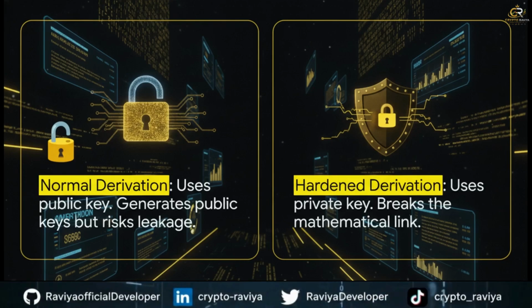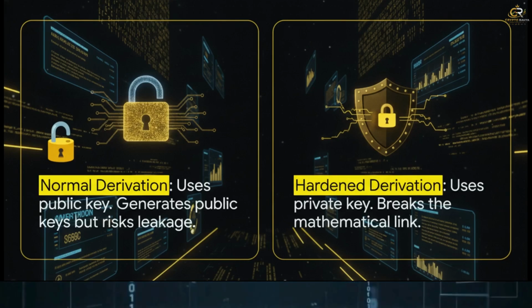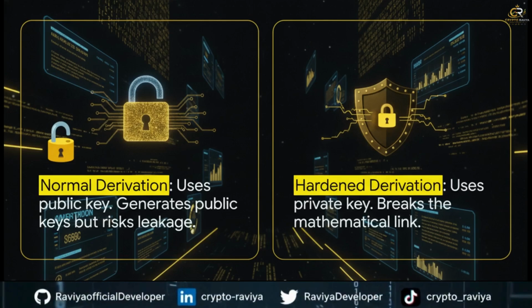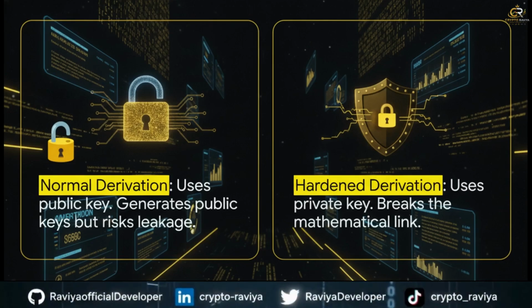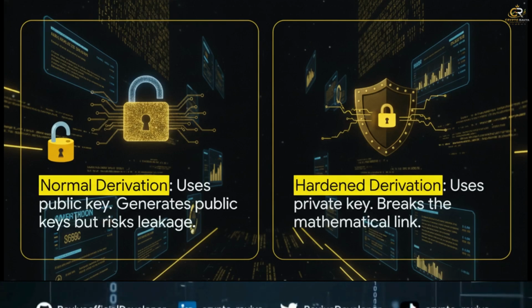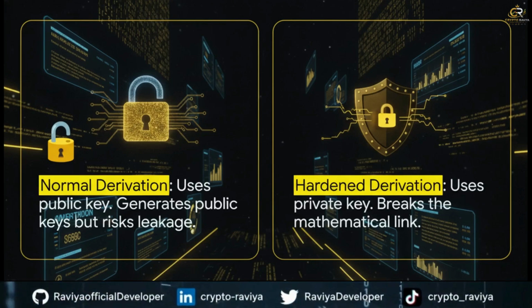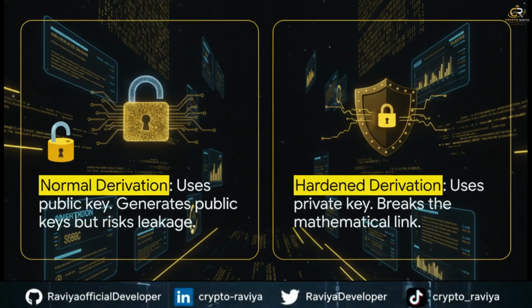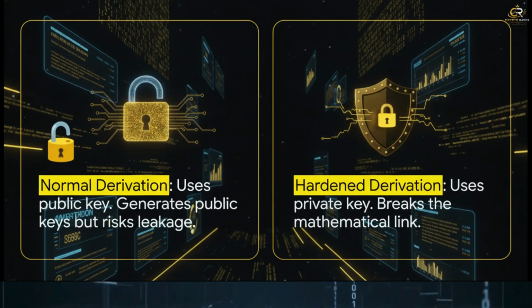Hardened derivation fixes this exact problem. It uses the parent's private key to derive the children. This completely severs that mathematical link going backwards. Even if a hardened child key is totally exposed, the parent key remains absolutely 100% secure. Think of it as a firebreak for your funds.